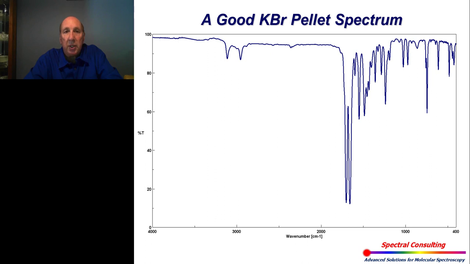So when we've pressed a good pellet, we get a good spectrum that looks just like this. Nice flat baseline again, peaks that are right around 10%, 15% T, nice sharp peaks, no interference peaks due to the water, the CO2. It's just a good spectrum overall.